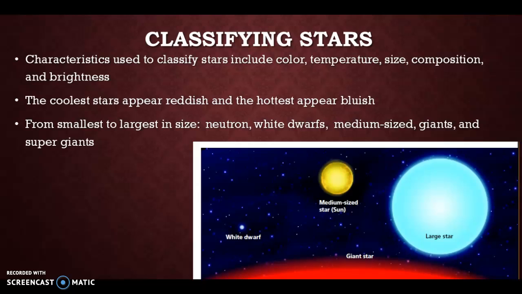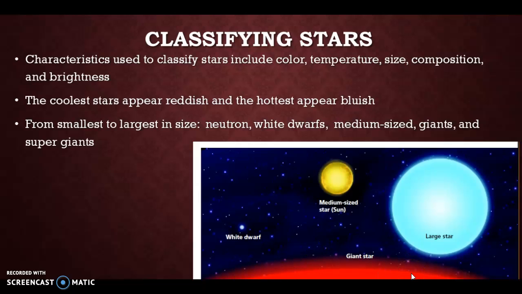The size, from the smallest to largest, they go from neutron, which is basically a star that's just in its beginning stages. Then there's the white dwarfs, which are the smallest, medium-sized, and then there's the giants and the supergiants. We're a medium-sized star. The smaller stars are called white dwarfs, and neutron stars are basically just as they're starting to get going. And then supergiants, you can't really see. If you look at the picture in the book, you'll see a little bit better. It's pretty big.